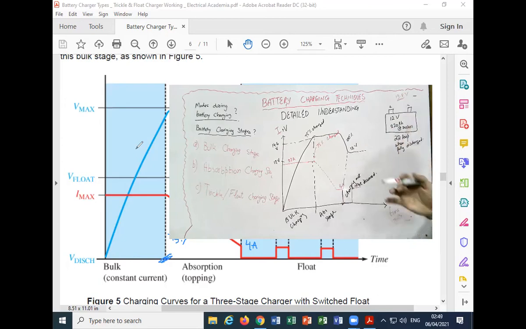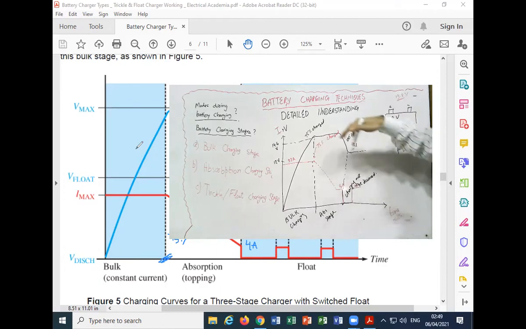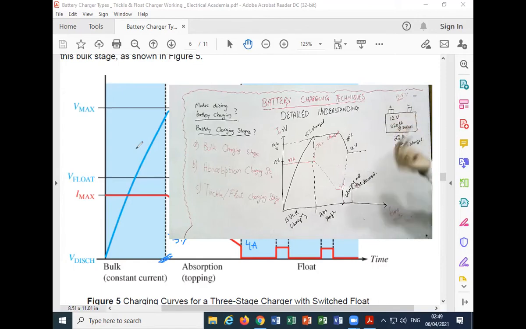Remember one thing: it doesn't matter if the battery is fully charged, it will draw current if you apply a voltage across it. It means that it is not the case that you just connect the voltage across the battery and assume that the battery will charge. No, the battery will heat up and it will get damaged.